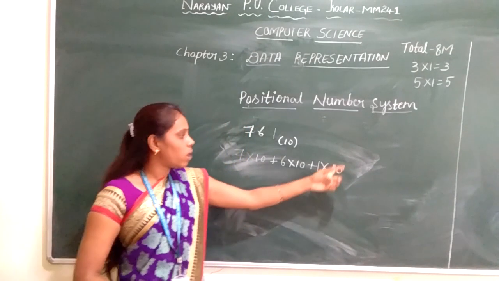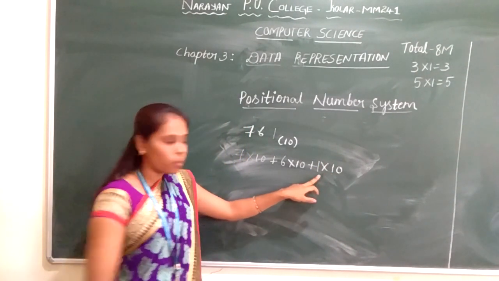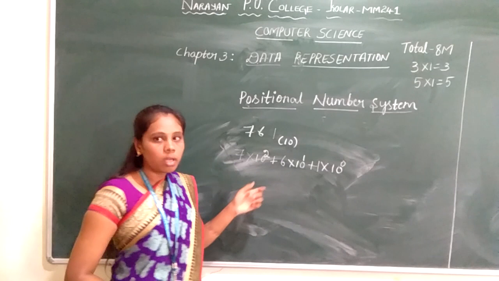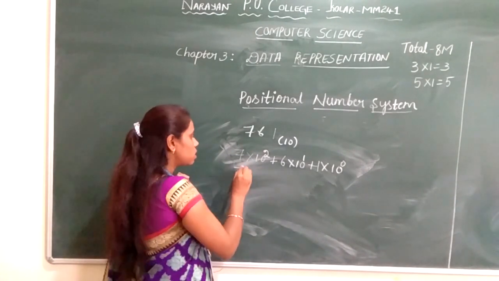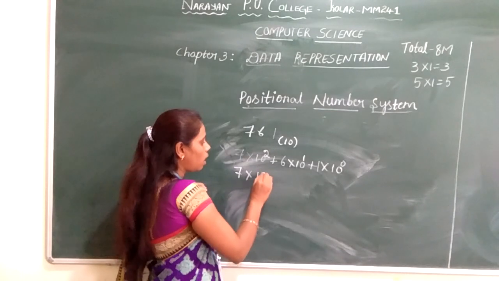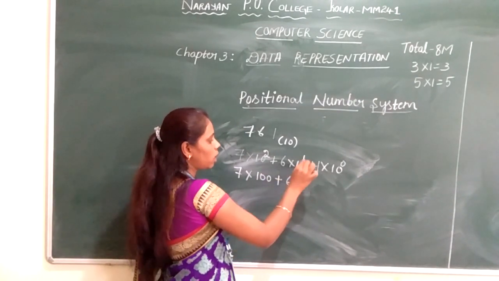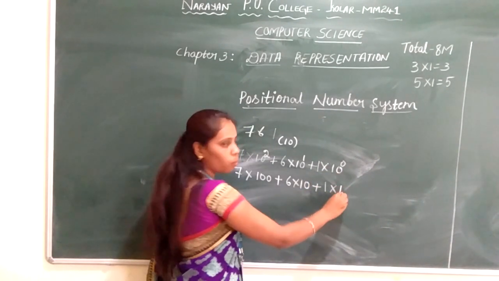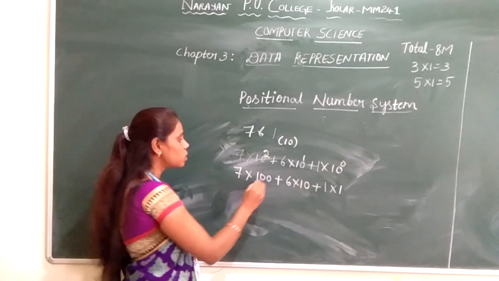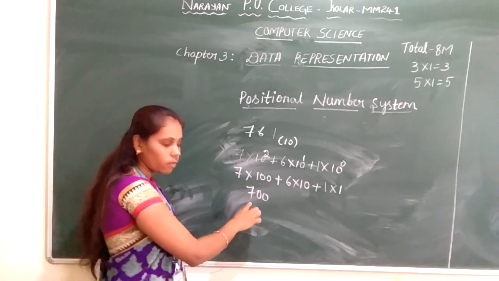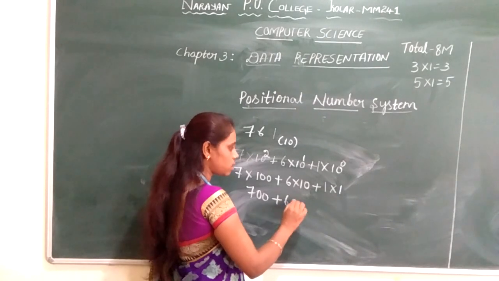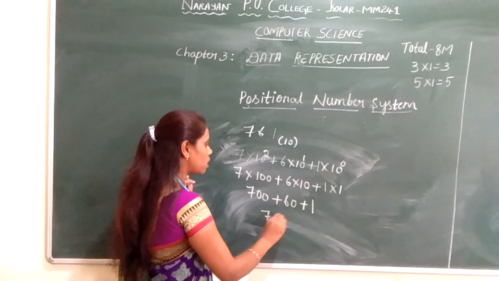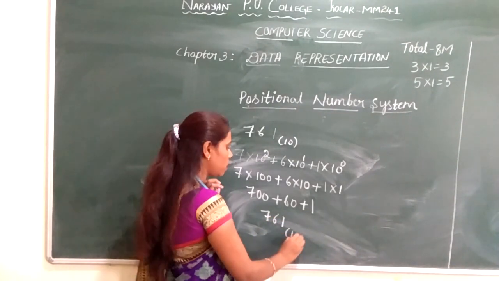Now always the powers will start from 0. Since it is in the unit place, it starts from 0. Next power is 1 and the next power will be 2. When I expand these terms, 7 into 10 square is nothing but 100, plus 6 into 10 power 1 is 10, 1 into 10 power 0 is not 0, it is 1. And when I multiply these terms, you will get 7 into 100 is 700, plus 6 into 10 is 60, plus 1 into 1 is 1. When I add these terms, you will get the value 761. That is the base value.